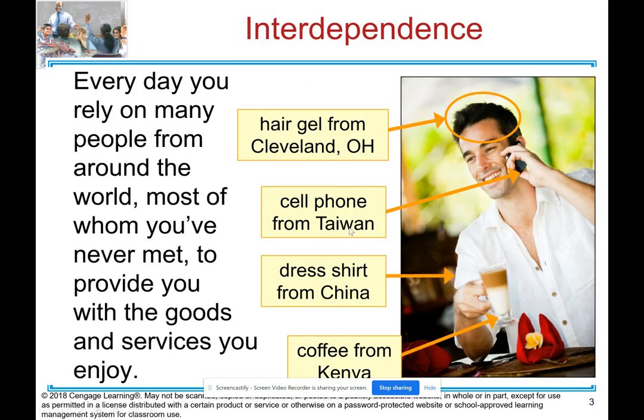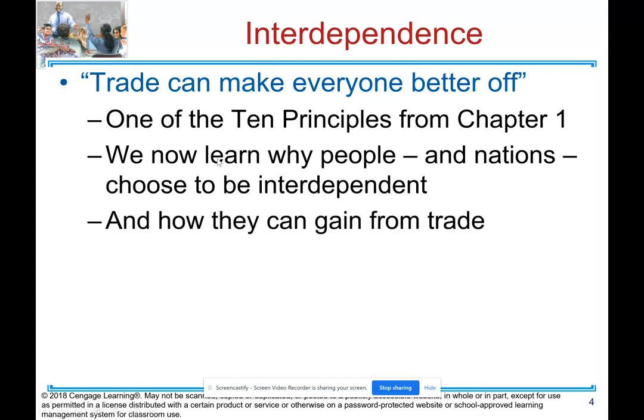So, interdependence. Every day, you rely on many people from around the world, most of whom you have never met, to provide you with goods and services you enjoy. Trade can make everyone better off, one of the 10 principles from chapter 1. We now learn why people and nations choose to be interdependent and how they can gain from trade.